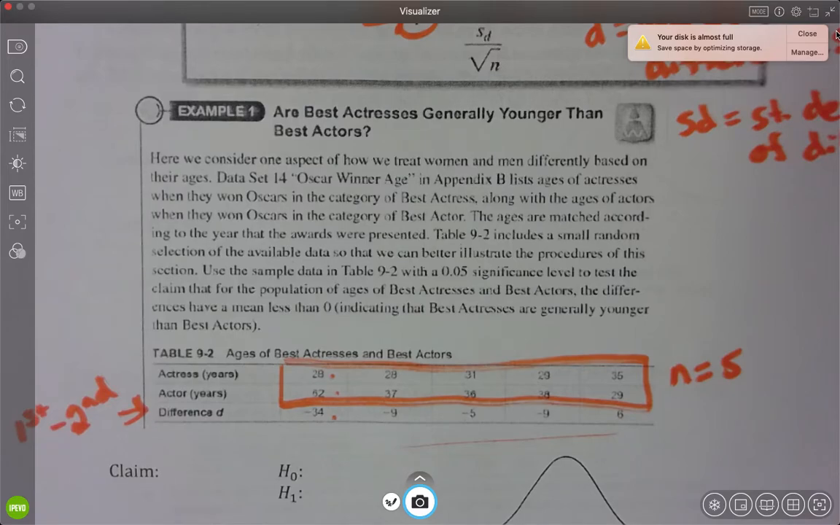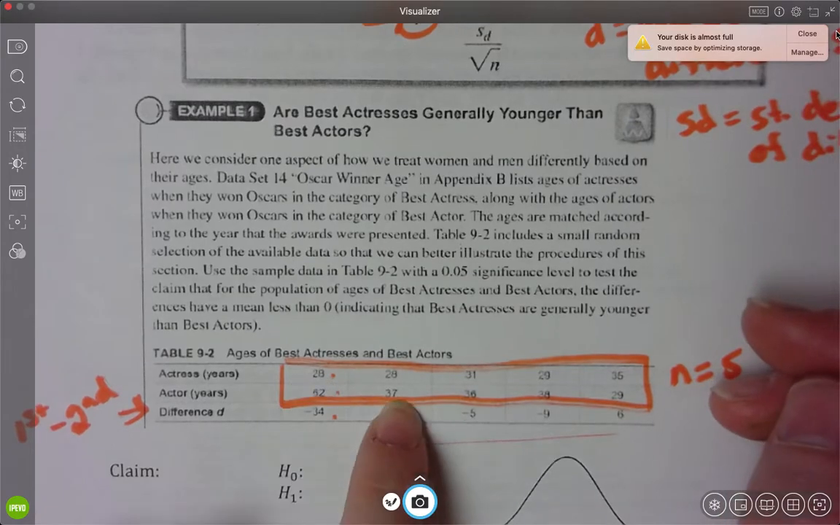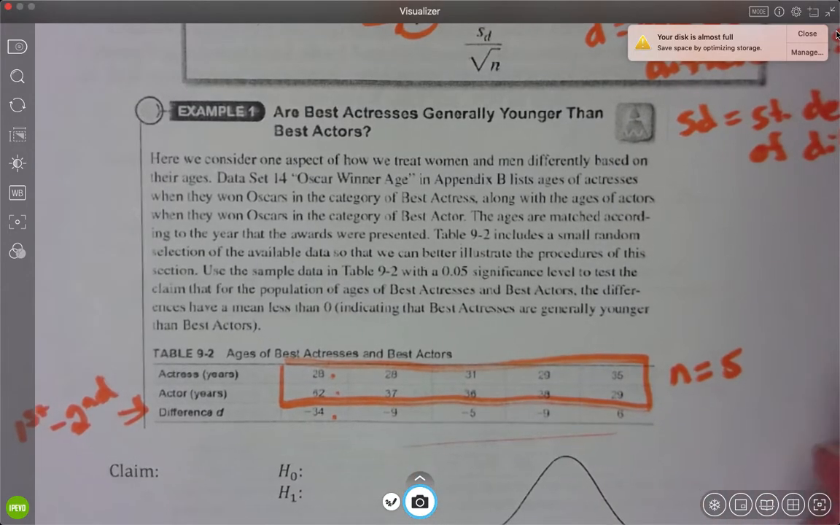So what we're doing is we're looking at the average age for each one of these and saying, okay, is the average for actresses younger than the average for actors?